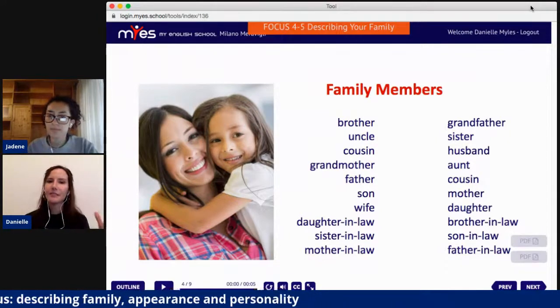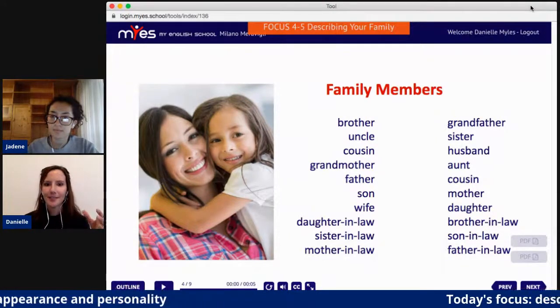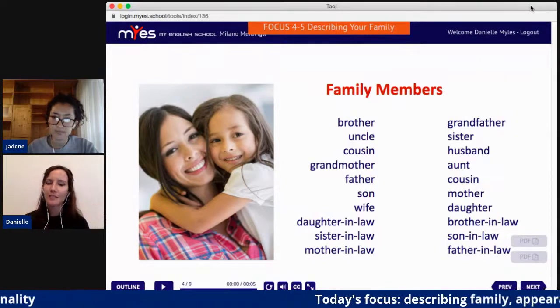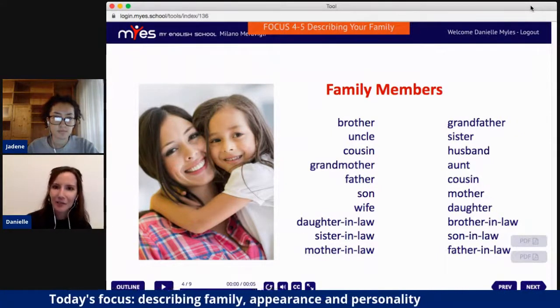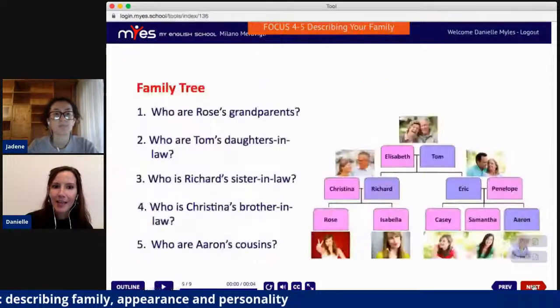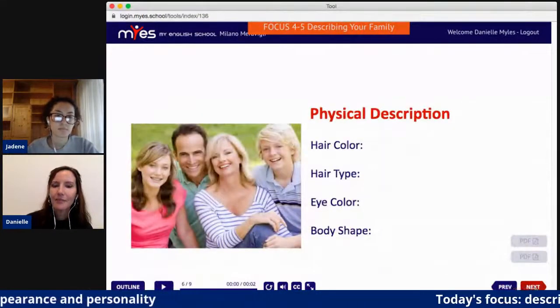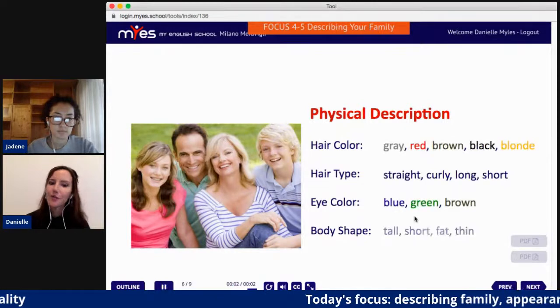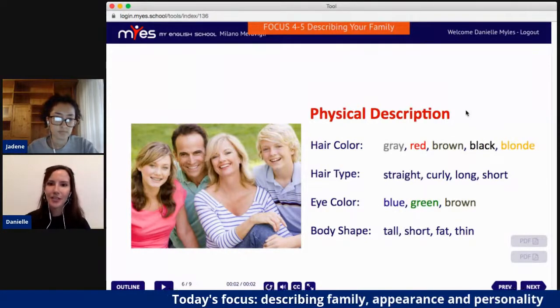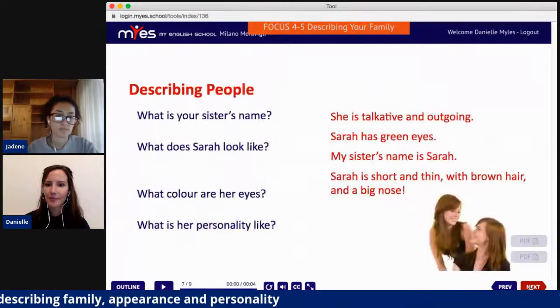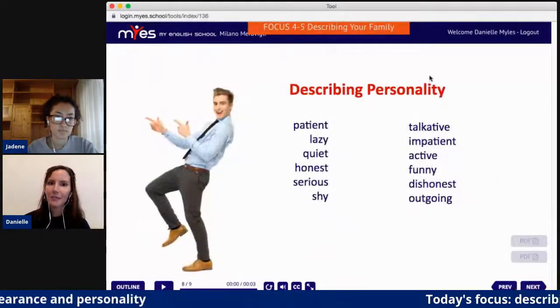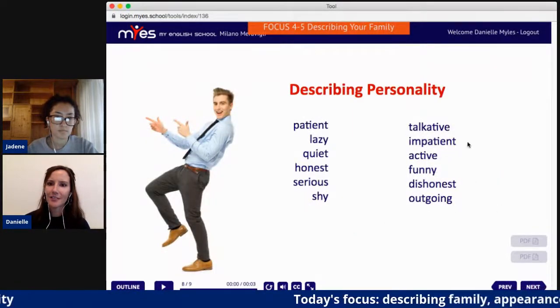So the first thing we looked at are family members. So here are the most important family members. Lots of vocabulary there. Then we looked at the way you describe yourself. Some good adjectives to describe people. And then we looked at these adjectives.